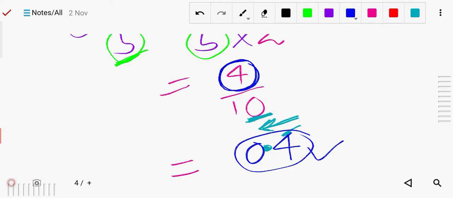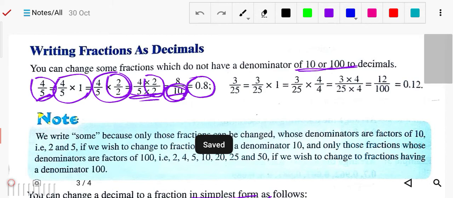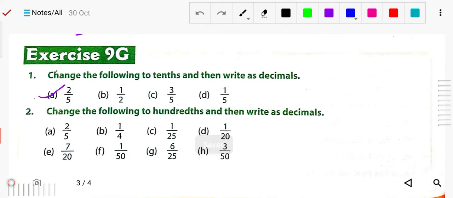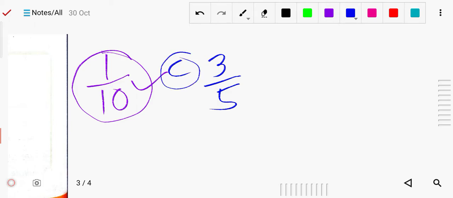So this is your answer, 0.4. Got it? Okay, now next question, number C, 3 by 5. So how will you solve 3 by 5? Same, you write 3 by 5 here.